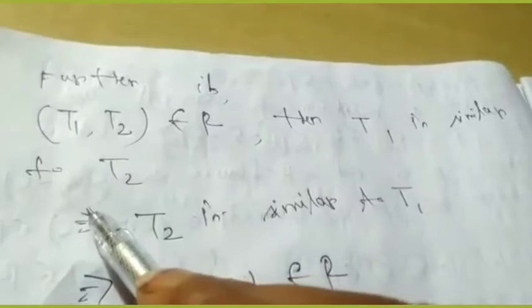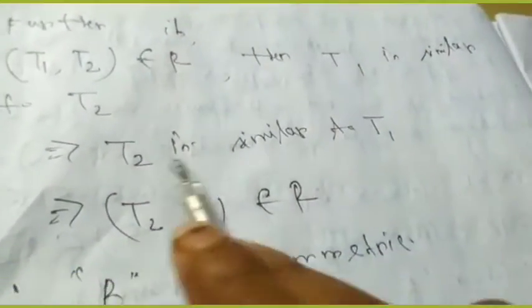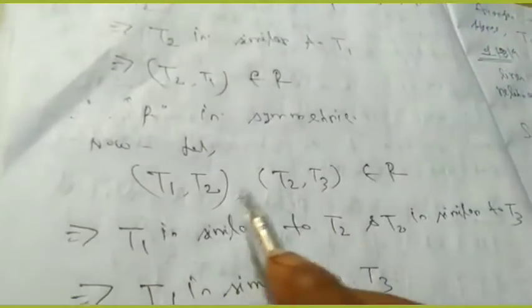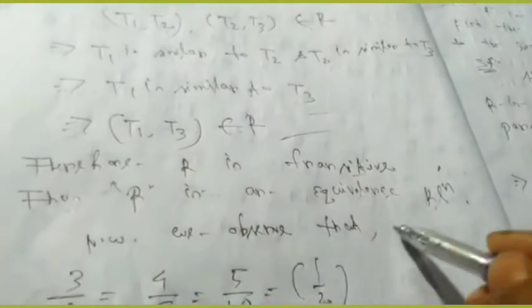Okay, next. If T1 is similar to T2, then (T1, T2) belongs to R. It is clearly said in the question. So if T1 is similar to T2, then T2 is similar to T1. The reverse is satisfied here. So ultimately R is symmetric. And again, suppose (T1, T2) and (T2, T3) belong to R. If T1 is similar to T2 and T2 is similar to T3, then T1 is also similar to T3. So (T1, T3) belongs to R. So R is an equivalence relation, because it is transitive, symmetric and reflexive. All those criteria are satisfied. That's why it is an equivalence relation.